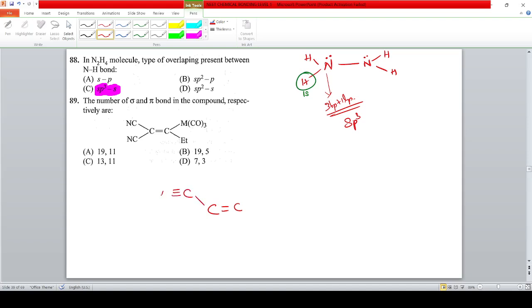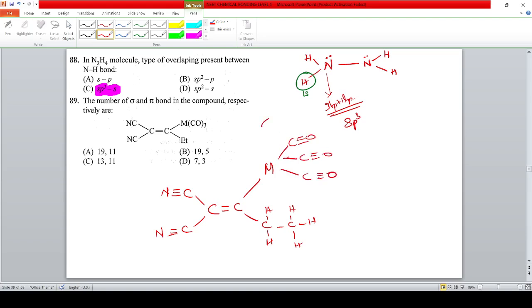C triple bond N, C triple bond N, this is ethyl, CH2, CH3, and the one here is CO thrice, M, CO, CO, CO. So this is the structure of the molecule.